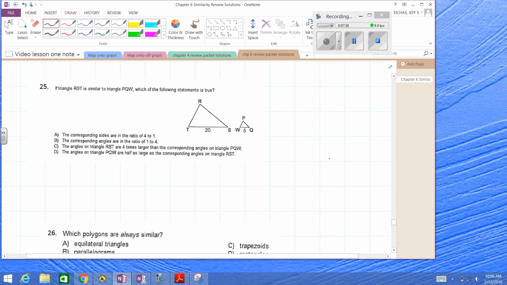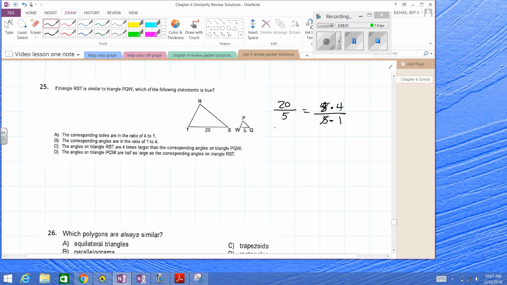Okay, get a couple of these done. If triangle RST is similar to triangle PQW, which of the following is true? The corresponding sides are in a ratio of 4 to 1. That's going to be true because 20 is to 5. You can reduce that. Take out a 5.